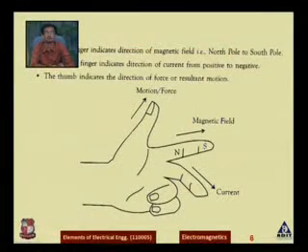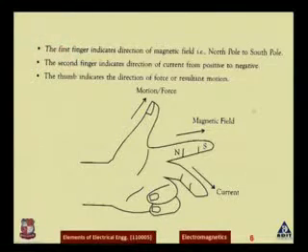That is, if two magnets are put like this, then the first finger shows the magnetic field, this finger shows the current, and this thumb shows the motion of force. The first finger indicates the direction of the magnetic field, whether north pole or south pole, from north to south. The second finger indicates the direction of current, from positive to negative. The thumb will indicate the direction of force of the rectilinear motion.